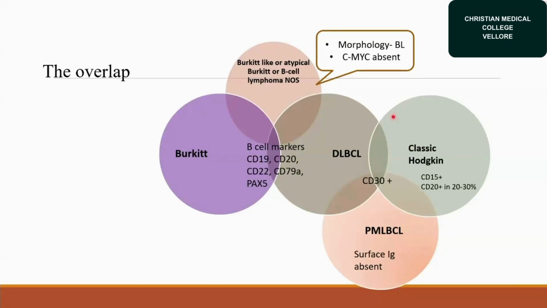Now, there is this entity of classic Hodgkin where you can have CD30 expression and CD20 expression in 20 to 30%. So CD20 expression sometimes may be present. This is usually more of NLPHL, though very rarely this can be seen in classic Hodgkin also. When you have CD30 expression and CD20 expression, but without a surface immunoglobulin, that makes you think in terms of primary mediastinal large B-cell lymphoma. Here, it is important to remember this surface immunoglobulin is absent, and for that reason, the treatment is also different from this cohort of Burkitt, DLBCL, or atypical Burkitt.